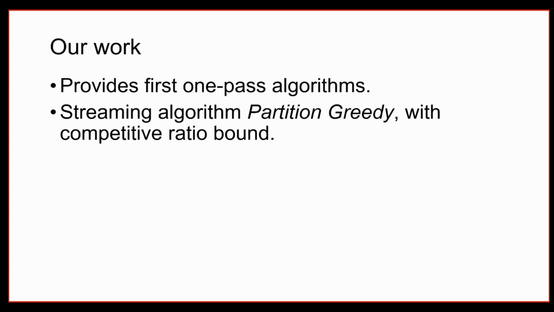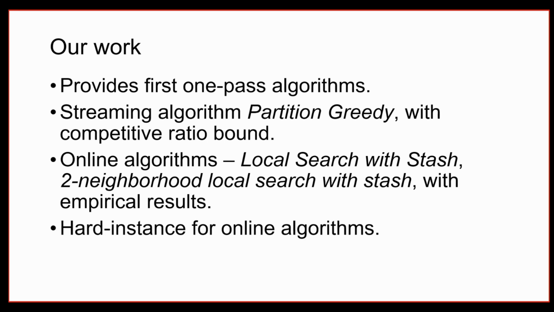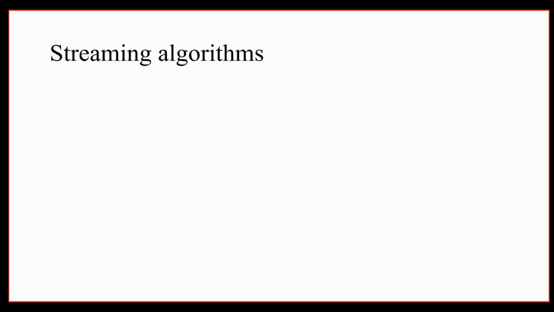So what we do is we provide the first one-pass algorithms for solving MAP inference on these non-symmetric DPPs. We give one algorithm which we call partition greedy, which has a competitive ratio bound. We also have some online algorithms, and we also show a hard instance for these online algorithms.